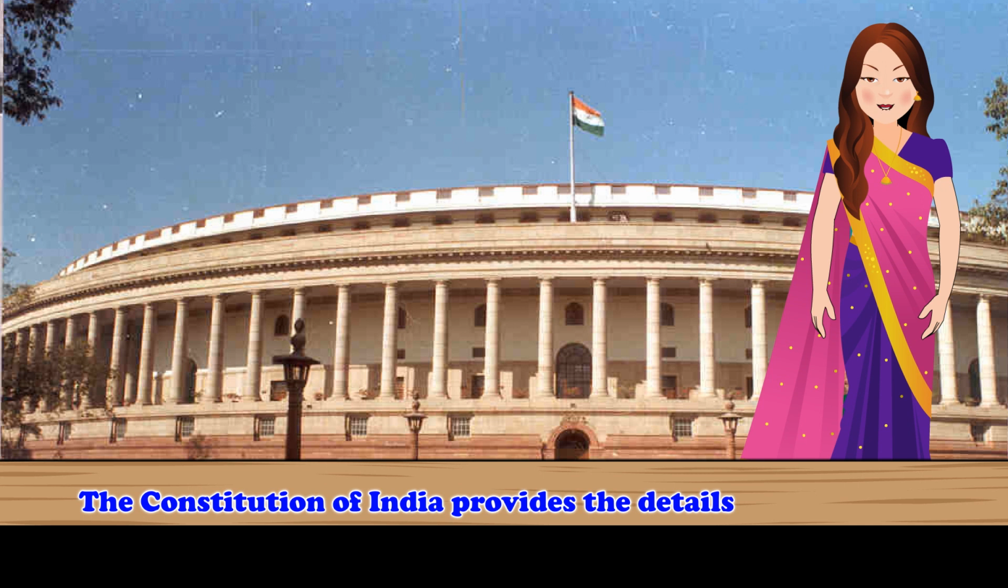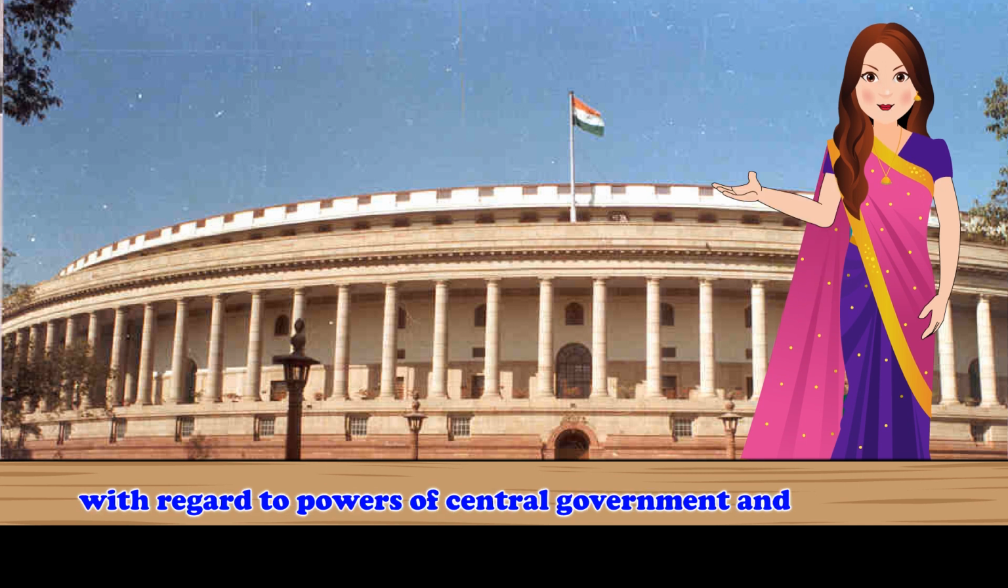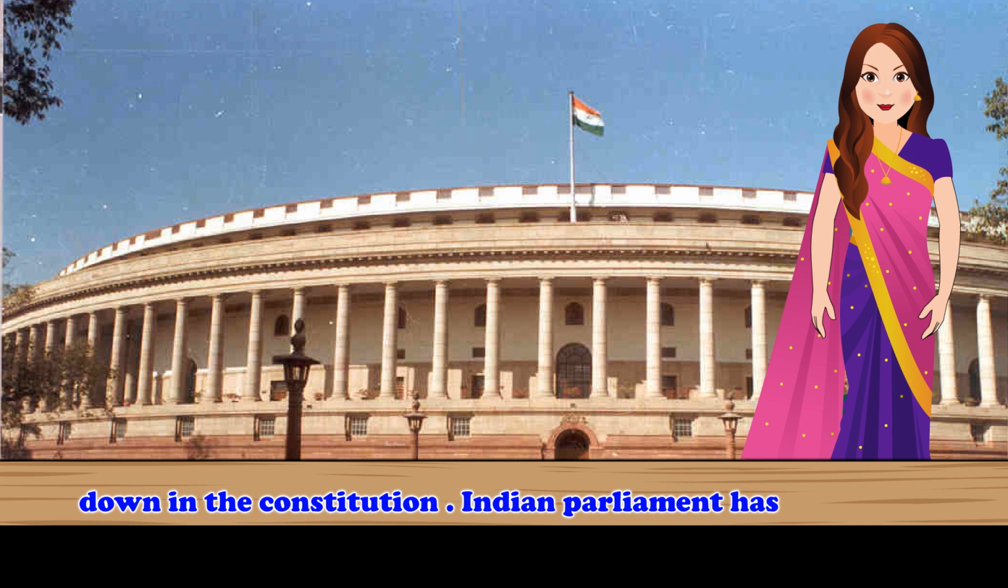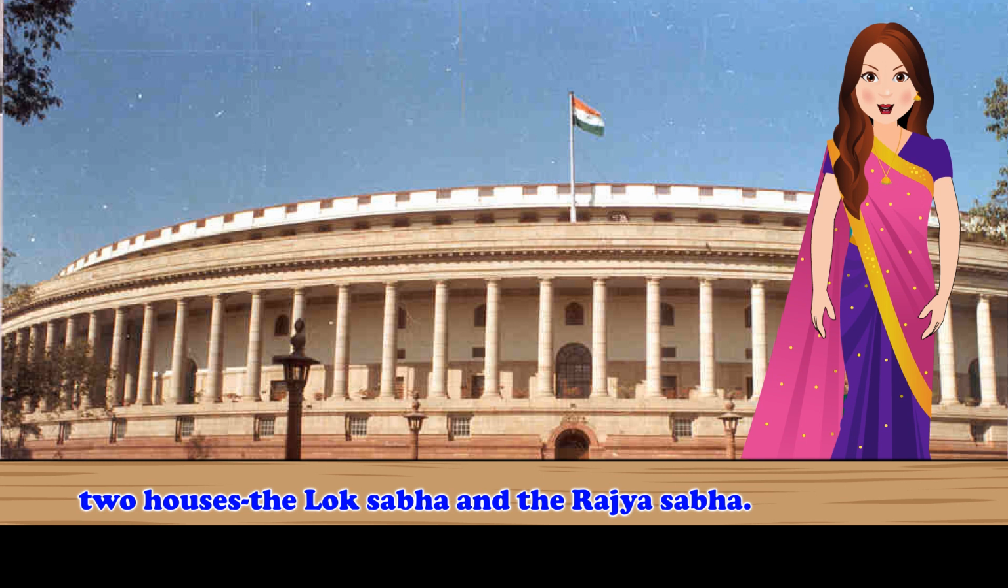The Constitution of India provides the details with regard to powers of the central government and the state government, which have been clearly written down in the Constitution. Indian Parliament has 2 houses, the Lok Sabha and the Rajya Sabha.